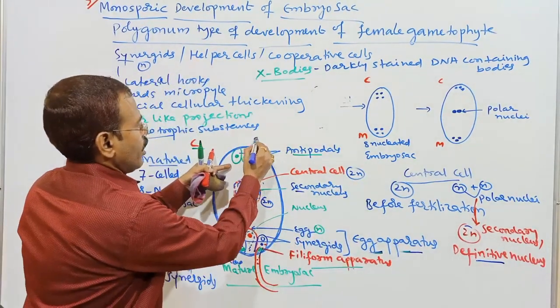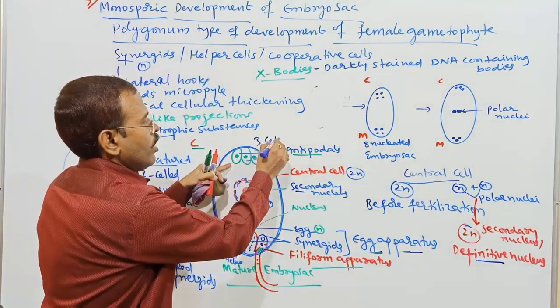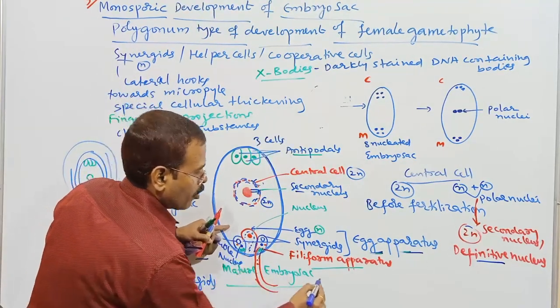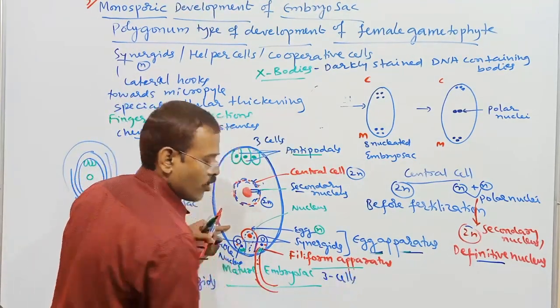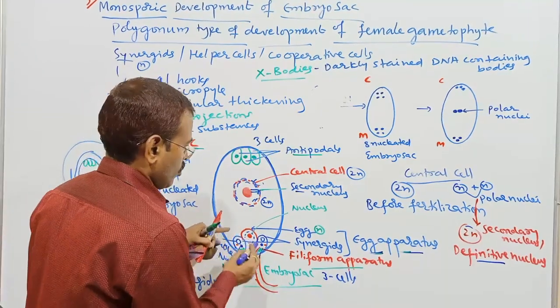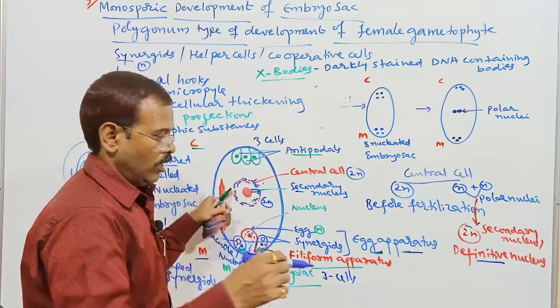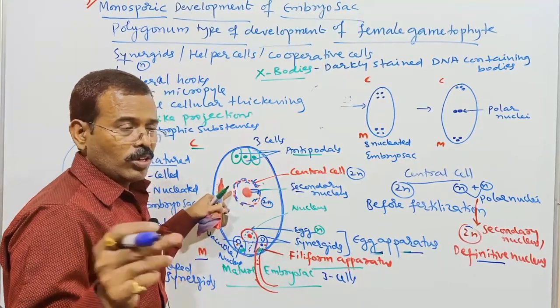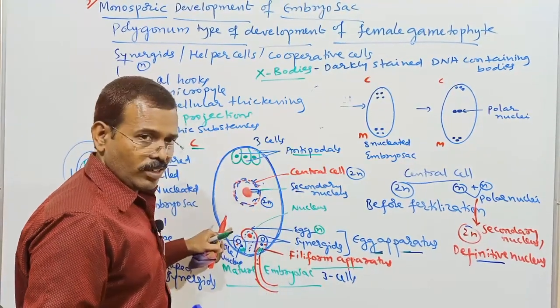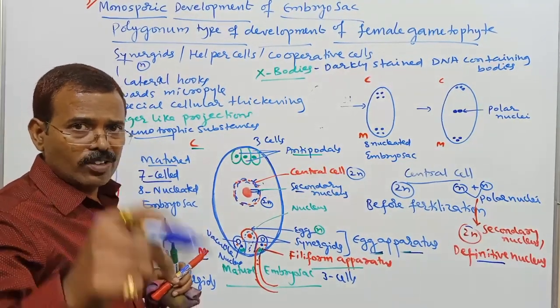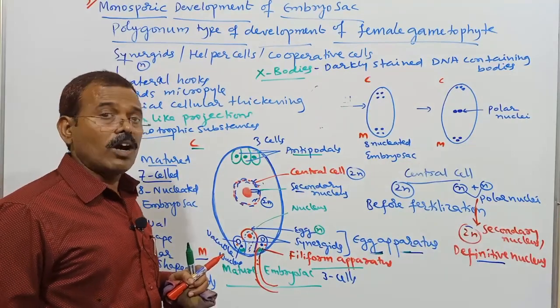So three cells here as antipodals and three cells here towards the micropyle making the egg apparatus, one egg and two synergids, three cells, and one central cell. One is the central cell. So 3 plus 3, 6 plus 1, so it is 7 cells. Now, how many nuclei are there?